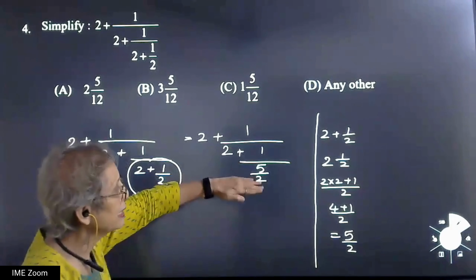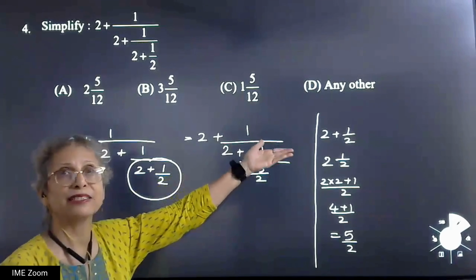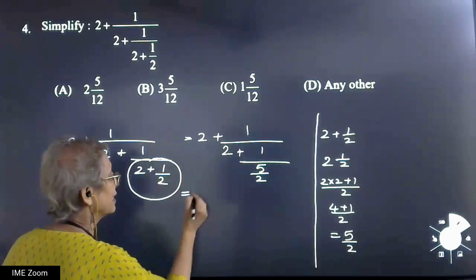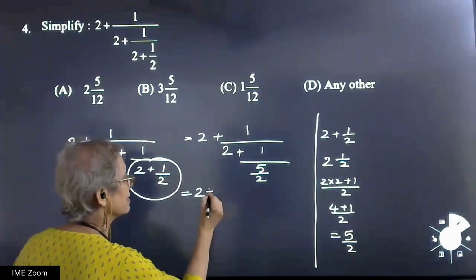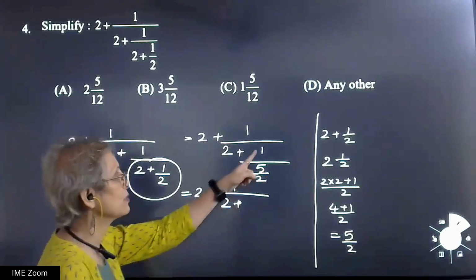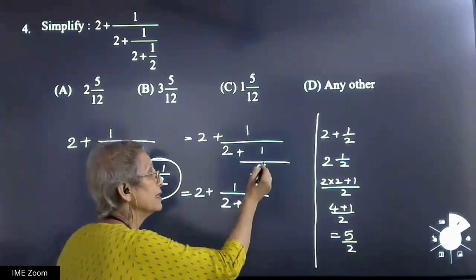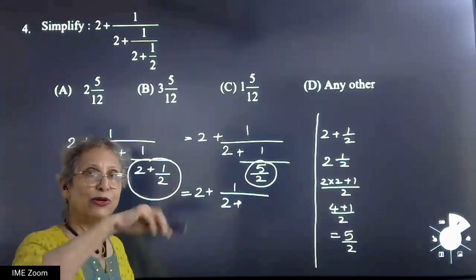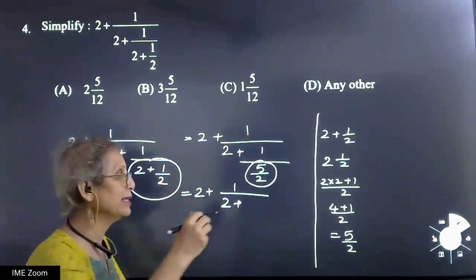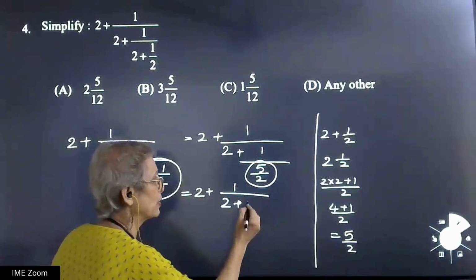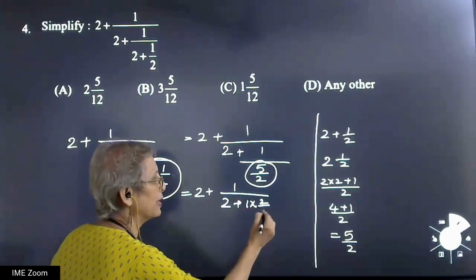Right? Now division by a fraction is multiplication by its reciprocal. Okay, so let us write all the other things as it is. 2 plus. Now here it is 1 upon 5 by 2. A fraction is there in the denominator. So what do we have to do? How to simplify it? Division by a fraction means multiplied by its reciprocal. So 1 into 2 upon 5 it becomes.